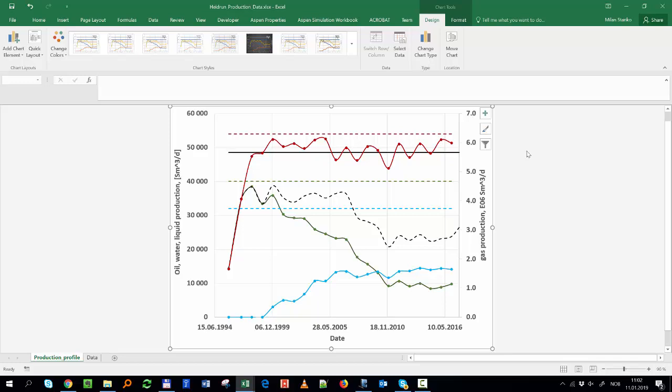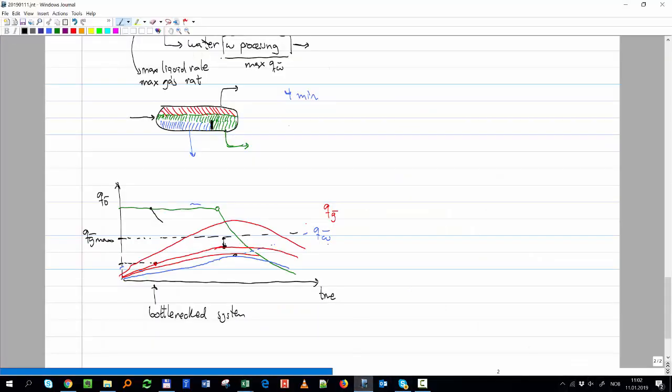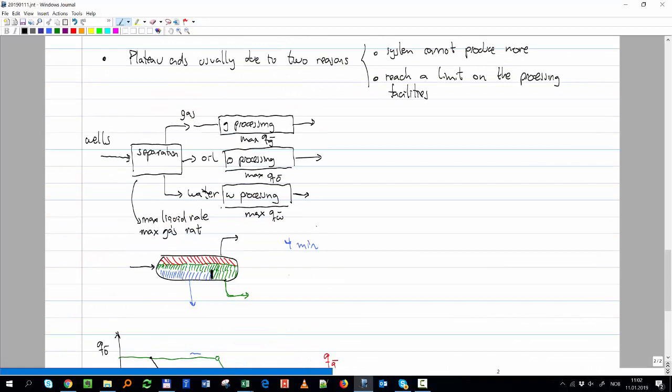All of you see it? Yep. Okay. Much better than my drawing, right? So you have to be careful, not only because I cannot produce more because of physics, but also because of the constraints. That's why it's important to know the rest, the processing facilities, the processing train, which affects how you produce your fuel.